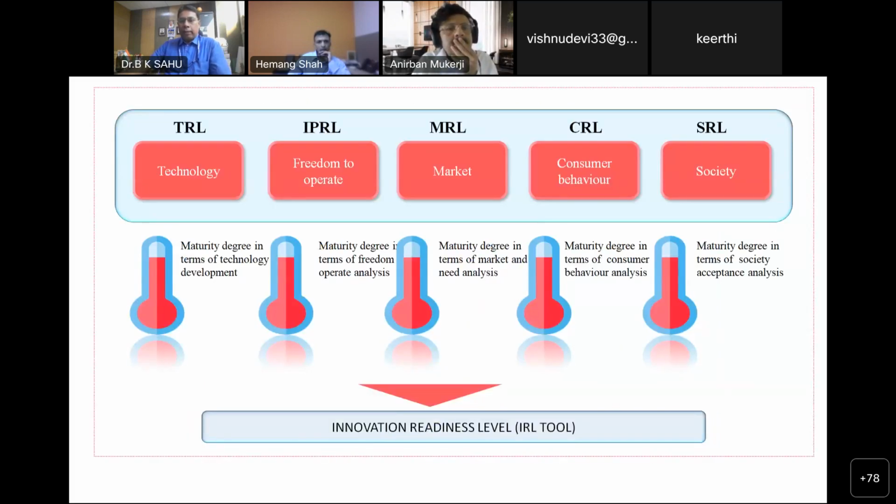Technology may be ready for commercialization, but we have to understand whether that technology has a demand in the market, that is the market readiness level; whether the technology has a demand from society, that is the societal readiness level; whether the technology has a demand from consumers, that is the consumer readiness level; and whether the technology has the freedom to reach out in the market, which is called the intellectual property readiness level. So when we talk about innovation readiness level, these are the important parameters we have to understand, and the intellectual property readiness level is one of the biggest challenges for every startup today.